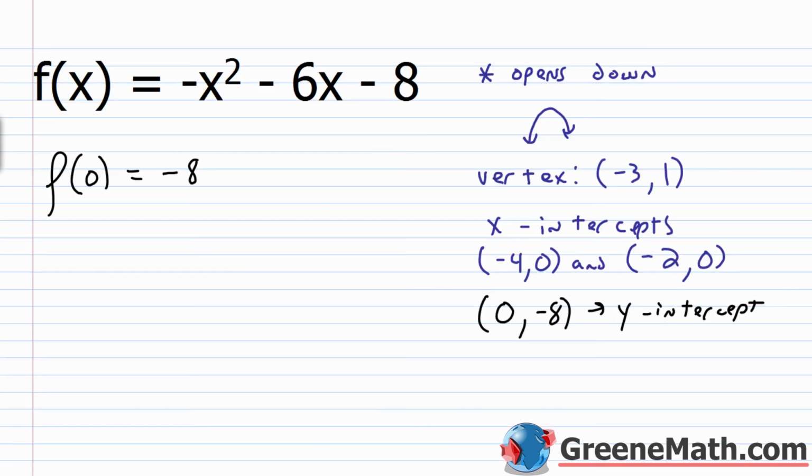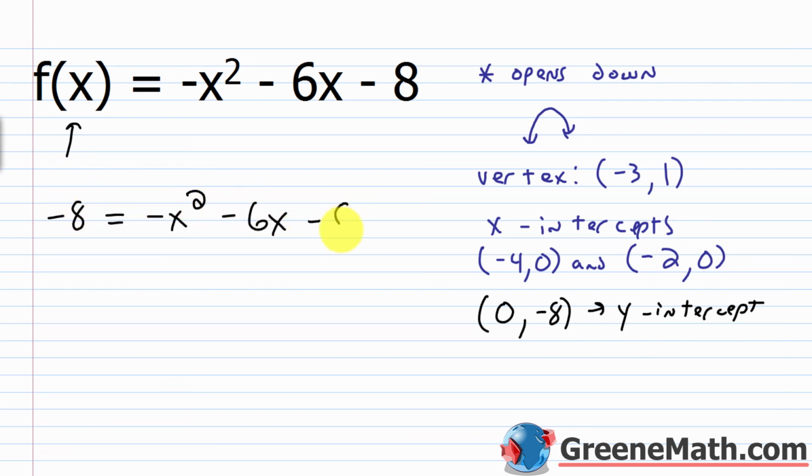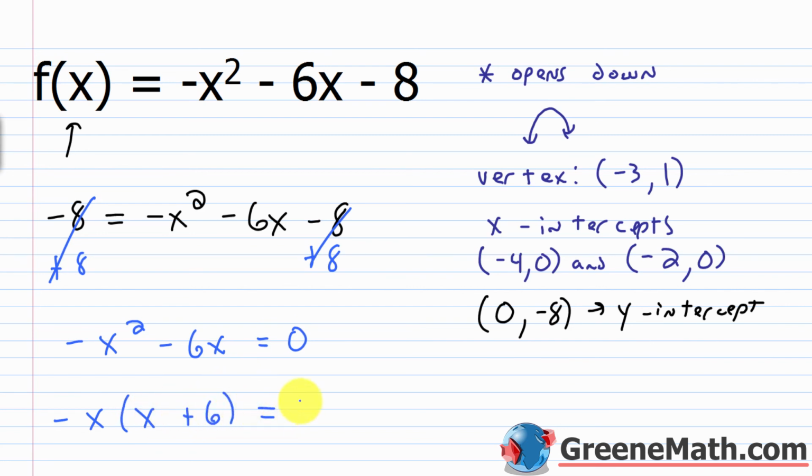So let's plug in a negative 8 for y, or for f of x, however you want to think about that. So negative 8 equals negative x squared minus 6x minus 8. So I would add 8 to each side of the equation. So this is gone, this is gone. So you have negative x squared minus 6x is equal to 0. I could factor a negative x out there. So negative x times the quantity x plus 6 inside, and this equals 0.